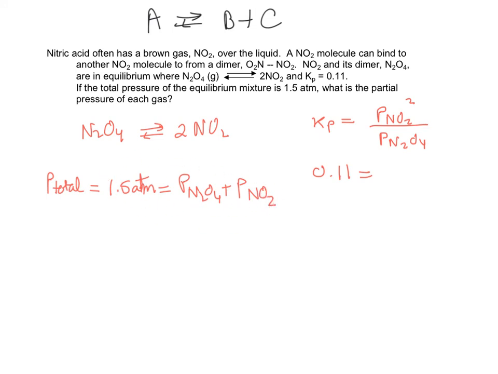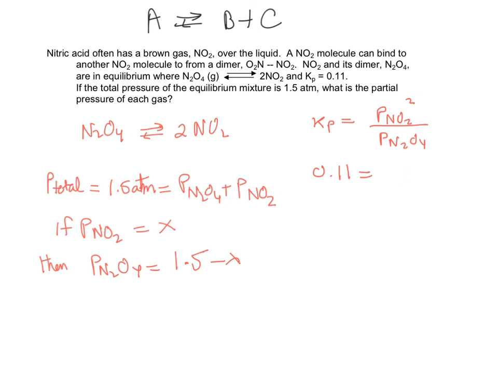But from this, I can say, well, if the partial pressure of NO2 was X, was some number, then the partial pressure of the N2O4 would be 1.5 minus X. Does that make sense? Or you could do it the other way. You could say the partial pressure of the N2O4 is X, so the partial pressure of this one is 1.5 minus X, because I know that when you add them together, the total would be 1.5. So I can use these to plug them back in here.